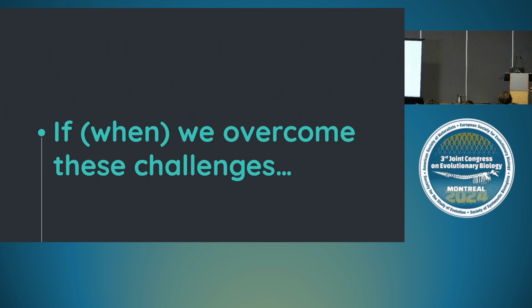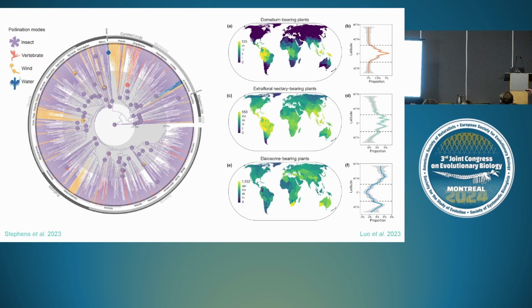So if, but more optimistically, when we overcome these challenges, the main goal of the project would be to trace the evolution of mutualisms and the mutualism breakdowns across the plant tree of life, not only in time, like this example, but by having branch-specific or maybe tip-specific rates, we would be able to also plot them in space to maybe see if there are some hot spots or cold spots of breakdowns in these different types of mutualistic interactions.